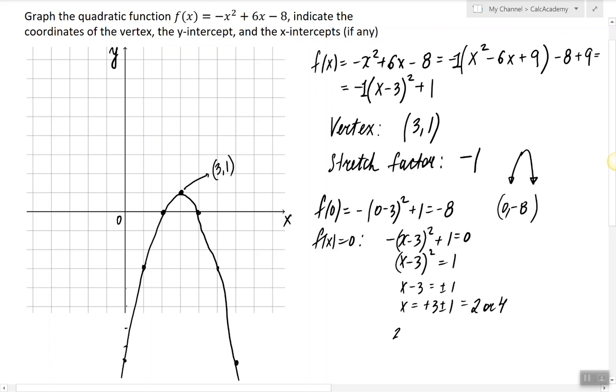The 2 x-intercepts we have are (2, 0) and (4, 0). So this is how you analyze a quadratic function from its vertex form.